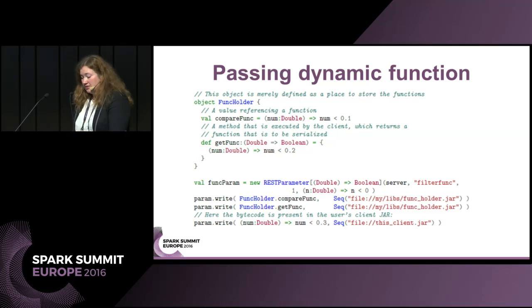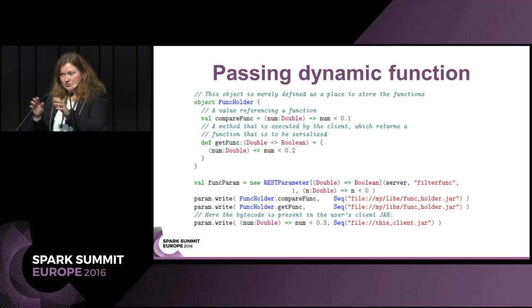So how do you pass that function to the program? It's actually here, right? You can pass it as a reference function, so make a val. You can pass it as a method, so a definition, here. Or you can generate it on the fly and pass it as a parameter to the program. So the functions are passed as parameters to the program.